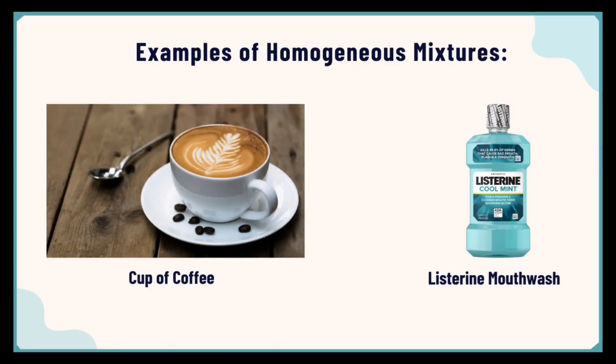A cup of coffee. It is considered a homogeneous mixture because it has uniform composition. The second example shown is a bottle of Listerine mouthwash. The reason why it is a homogeneous mixture is the same as the previous example. It has uniform composition throughout the mixture.